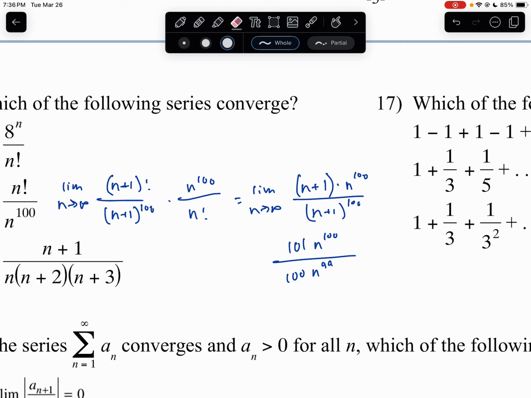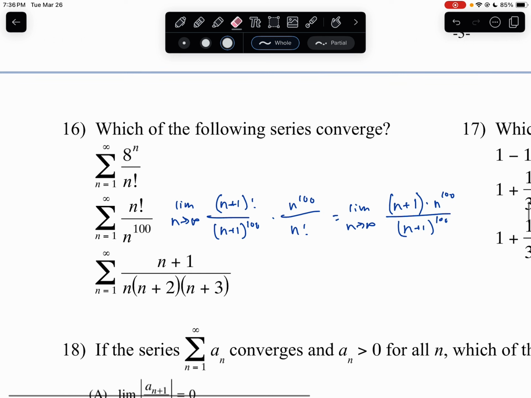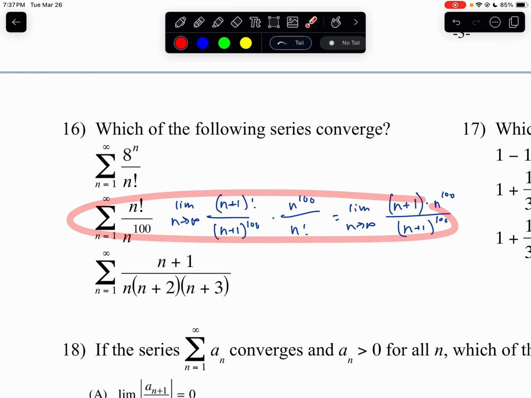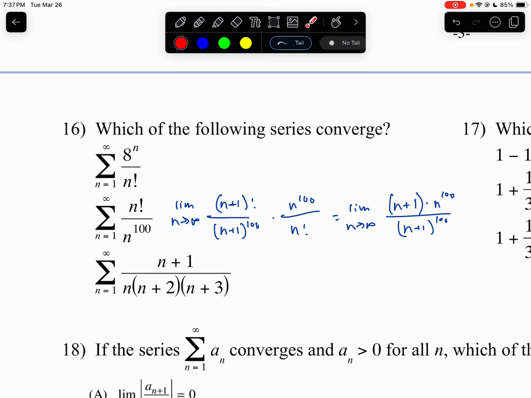So by the ratio test, this is going to diverge. The ratio test says that if your limit is larger than 1, then the series diverges. If it's less than 1, it converges. If it's equal to 1, it's inconclusive. But this is going to diverge. Okay, another way to think about it.